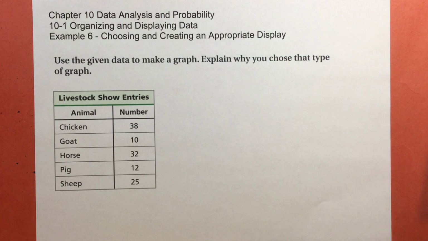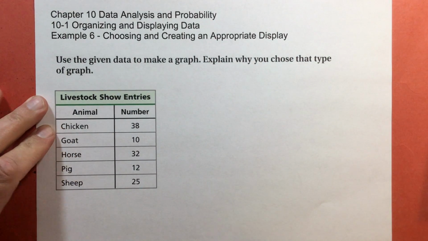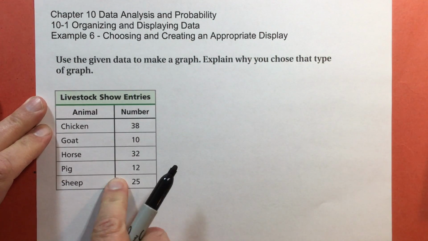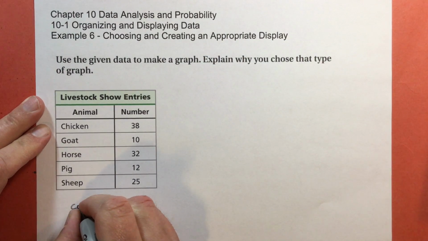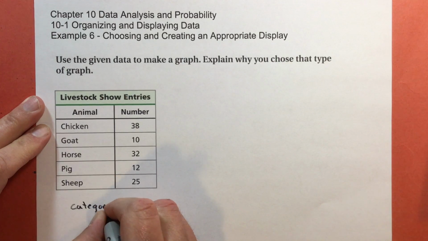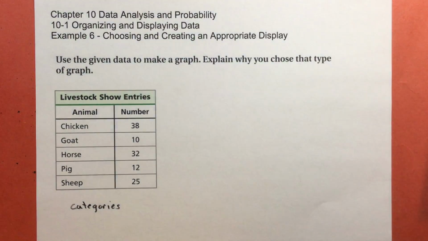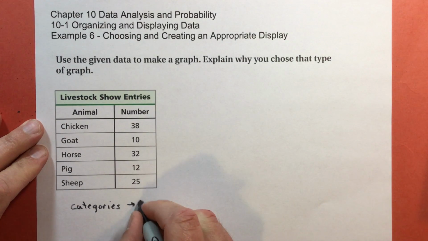In general though, here's the things that you need to look at. I'll write it down here. If you have categories, so things are grouped together somehow, we're going to use a bar graph.